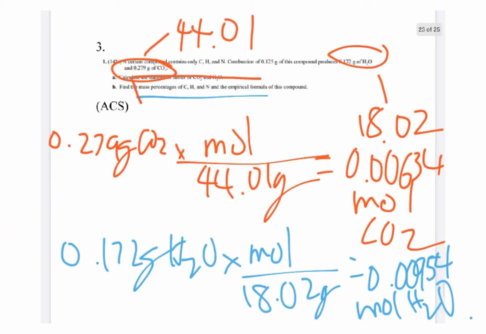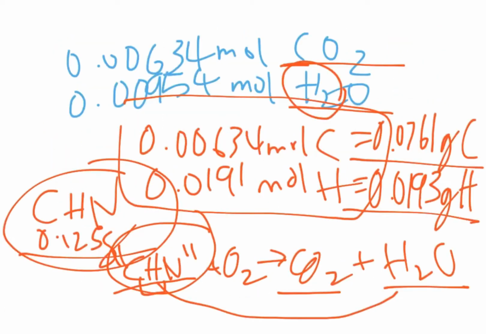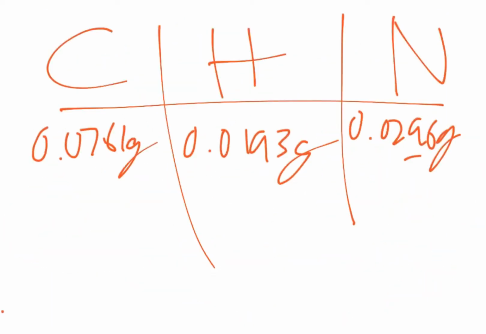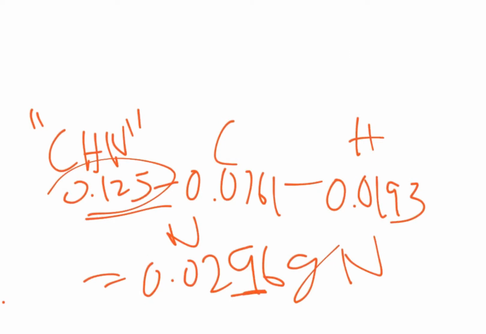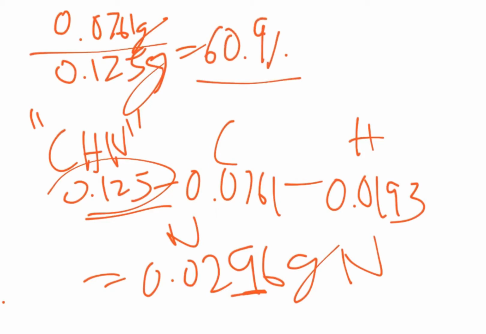They want the mass percentages of C, H, and N. So let's do that first. The total mass is, of course, 0.125, which is stated in the question over here. And let's just do some division. The percent composition of carbon is the mass of the carbon, 0.0761 grams, divided by the total mass of the compound, 0.125 grams, and multiplied by 100%. But I'm not going to write that, since to convert between percent and decimal, just move the decimal place 2 times. So 0.0761 divided by 0.125, I get 60.9%, and I'm staying true to sig figs.